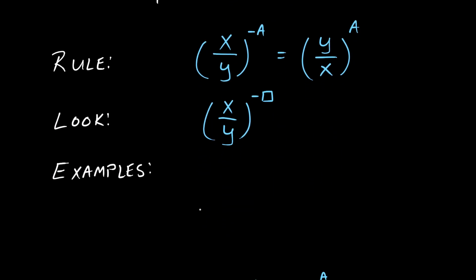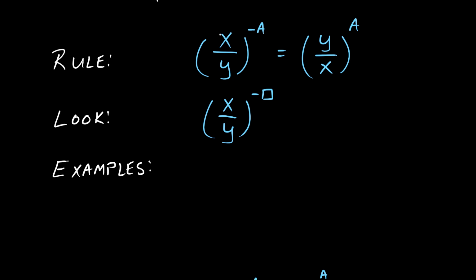This next rule is a little interesting because it's working with x and y grouped together in parentheses. And if it's to a negative exponent, really what we're doing, notice we're just flipping the fraction. In other words, we're finding the reciprocal and it's raised to the positive power.